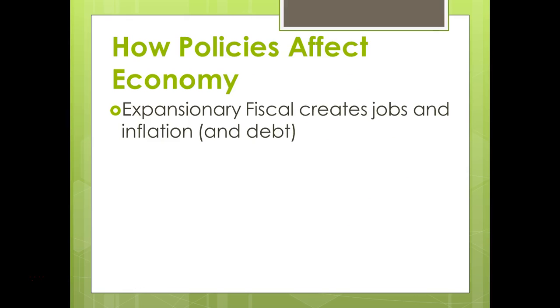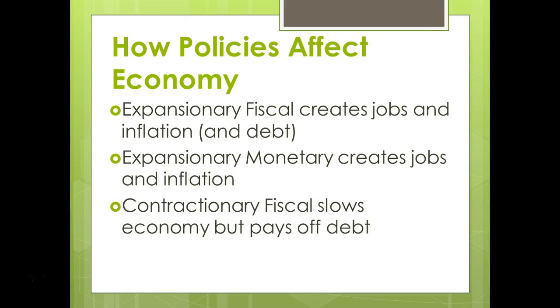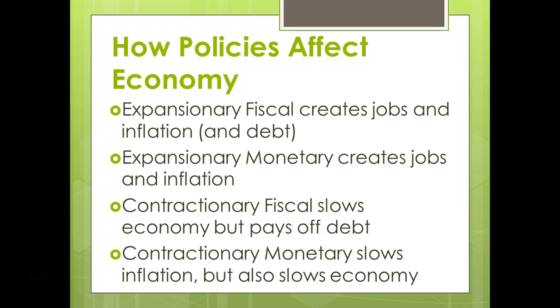So just remember that expansionary fiscal policy creates jobs and can create inflation, and they have to borrow money to do it. Expansionary monetary policy creates jobs and inflation, kind of the same thing, but it doesn't have to take on debt. Contractionary fiscal policy slows down the economy, but they can pay off the debt. And contractionary monetary policy slows down the inflation, but also slows down the economy.